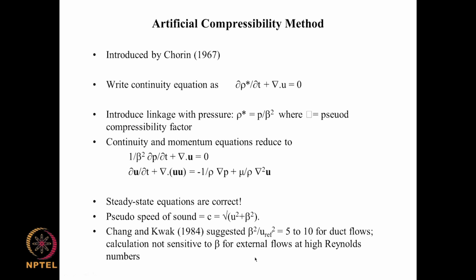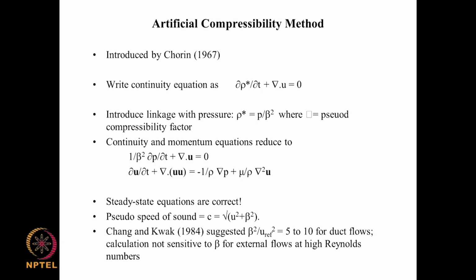In case of external flows at high Reynolds numbers, the value of beta is not so sensitive, and you can take reasonable values for this, and you will have a complete formulation of the problem here. So, the artificial compressibility method tries to extend known and successful methods which have been developed for compressible flows to the solution of incompressible flows. At the same time, the extension is such that the method will not give us time accurate transient solutions.